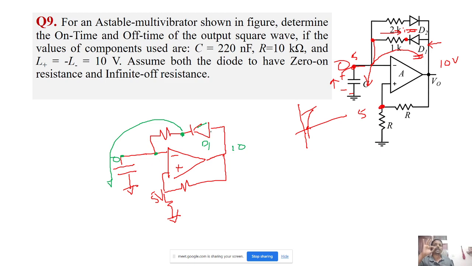So at that point D1 will switch on. Since it's switched on, the capacitor will start charging slowly like this, say to 1 volt, 2 volt, etc., until 5 volt. At 5 volt, that's what I mentioned here, the output will go to -10. So now here it is 5, here it is -10. It will be reversed like that, and D2 will be on now.